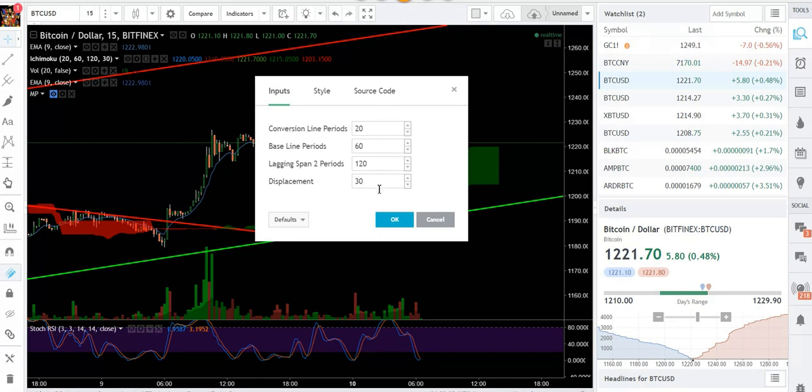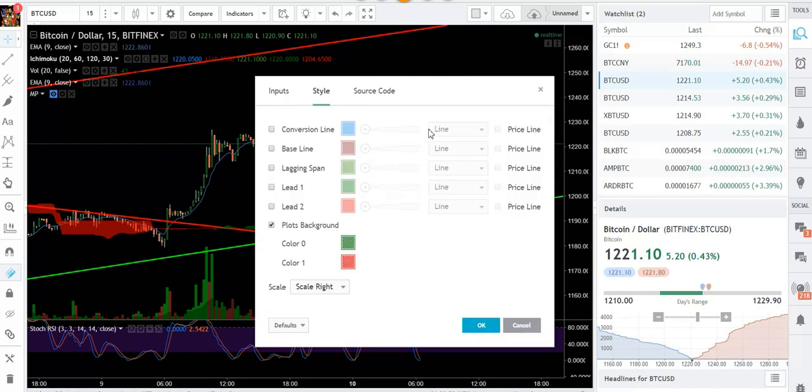The default inputs are for Forex, which is basically 24 hours a day, but 5 days a week. So these settings have now been adjusted for cryptocurrency, which is a 24-hour a day, 7-day a week market. They're going to be more relevant if you set them to these settings. Okay, and then the next would be the style.